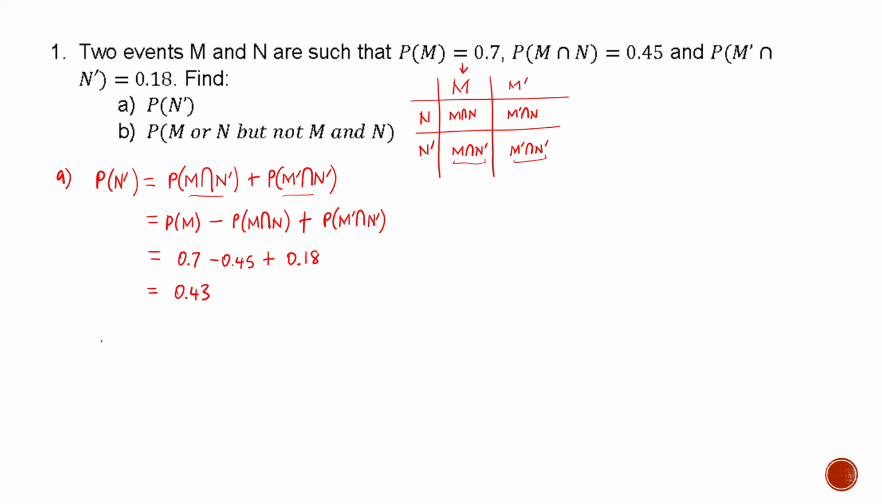I hope that's clear. So alternatively, like I said, you could decide to first find the probability of N. Now if you decide to use the contingency table, it might get a little complicated because you have to get M complement. So that's a little tricky.